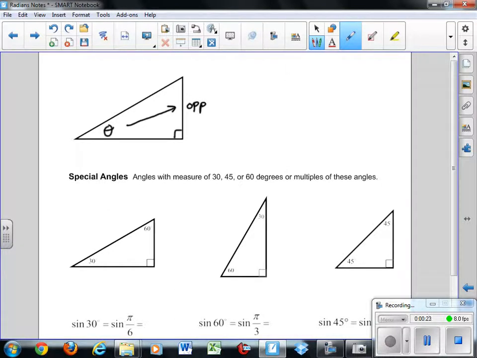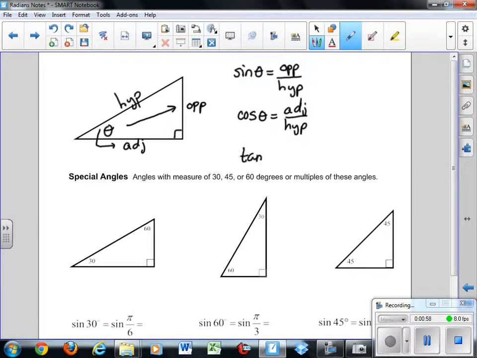That's the opposite side. The side next to theta we call the adjacent side. And then the side opposite the right angle is called the hypotenuse, which I'm abbreviating HYP. The sine of the angle is taken by the ratio of the opposite side divided by the hypotenuse. Cosine of theta is the length of the adjacent side divided by the length of the hypotenuse. And tangent of theta is the length of the opposite side divided by the adjacent side.